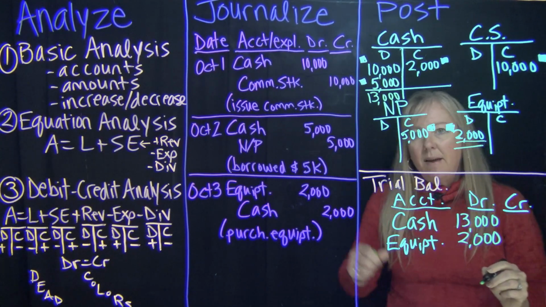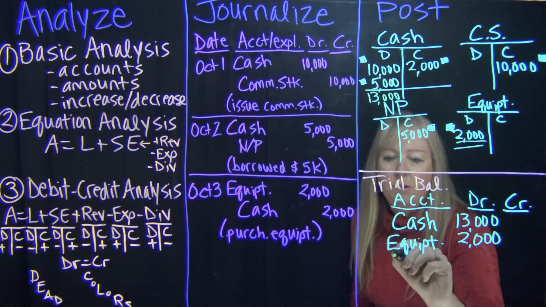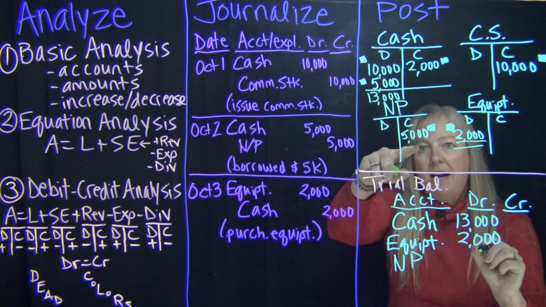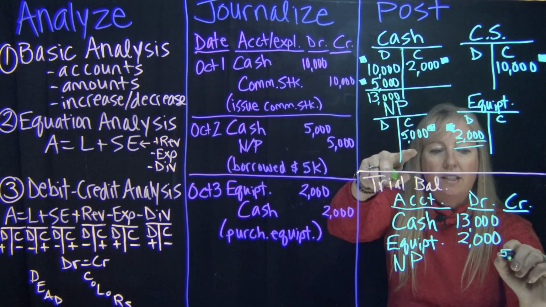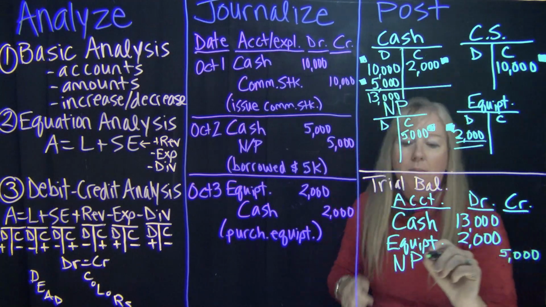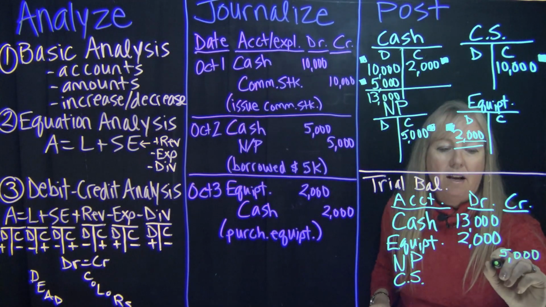And then next comes liabilities. I've got one liability, notes payable. I'm going to put that in here. And that has a balance of $5,000 as a credit. And then my last account is common stock, and that has a balance of $10,000 credit.